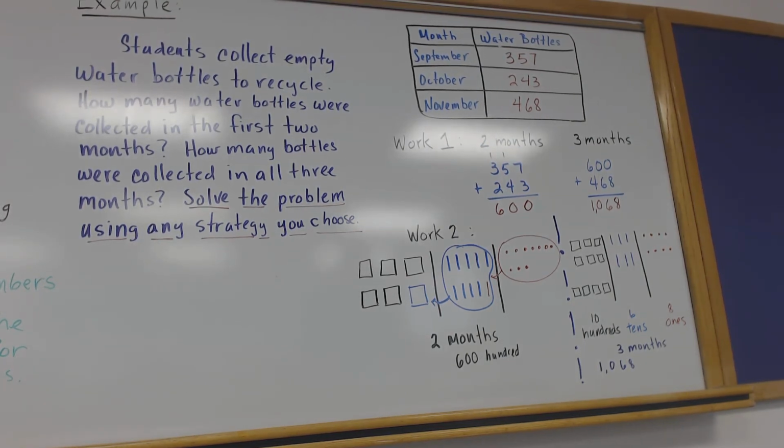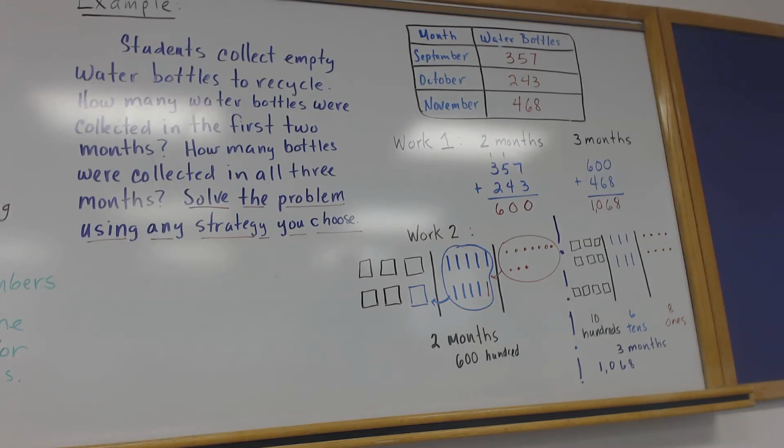In the 3 months, they added 600 plus 468. The 600 is how much they collected in 2 months, and 468 is what they collected in the last month of November. So they added 8 plus 0 is 8, 0 plus 6 is 6, and 6 plus 4 is 10. So their answer was 1,068.